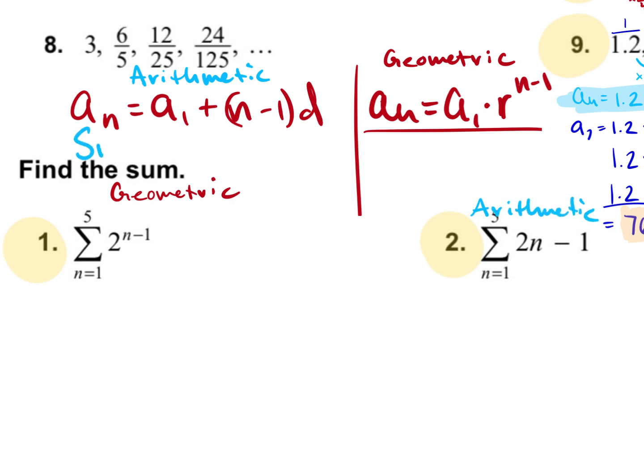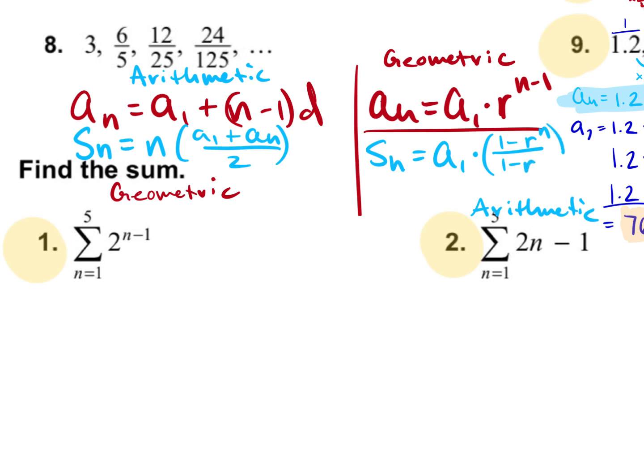Our arithmetic sum formula is n times a sub 1 plus a sub n over 2. And the geometric sum formula is a sub 1 times 1 minus r to the nth power over 1 minus r. Perfect. So these are the 4 formulas that you need to know for the test. So we've got 2 for arithmetic, 2 for geometric.